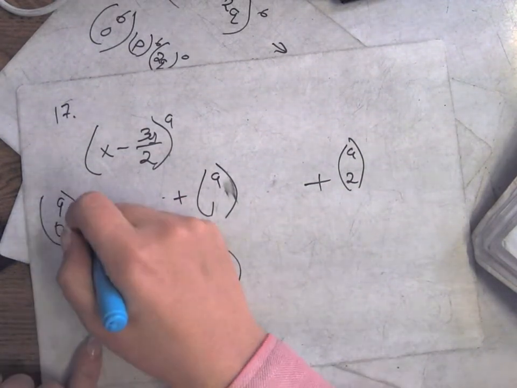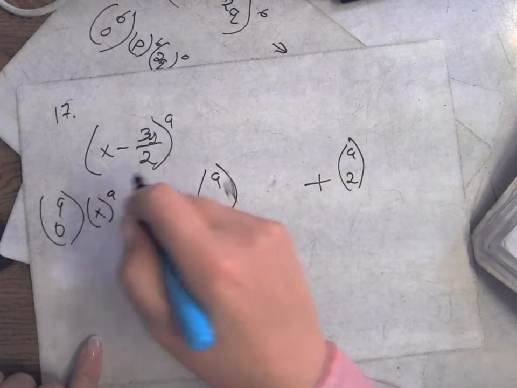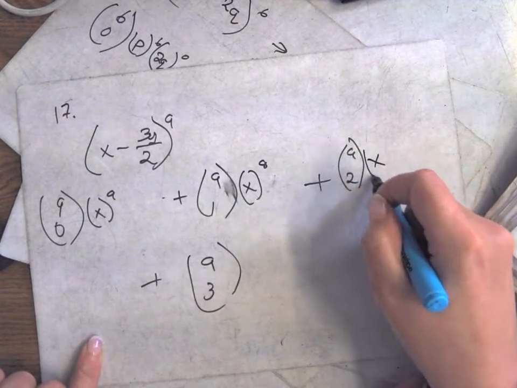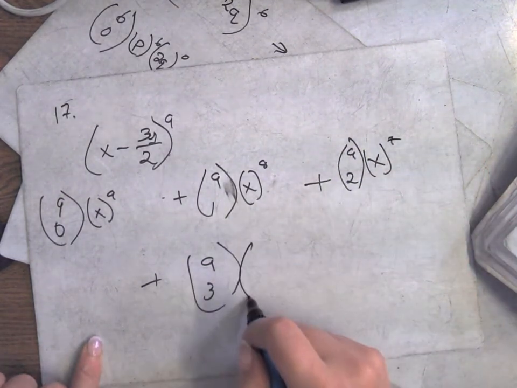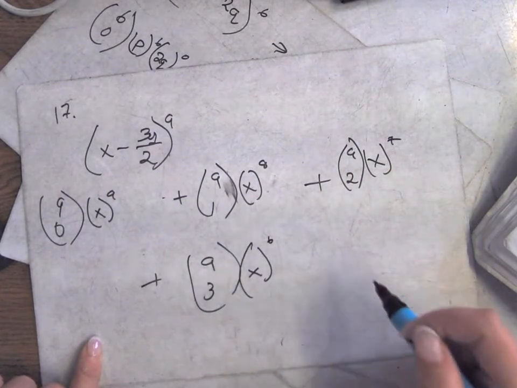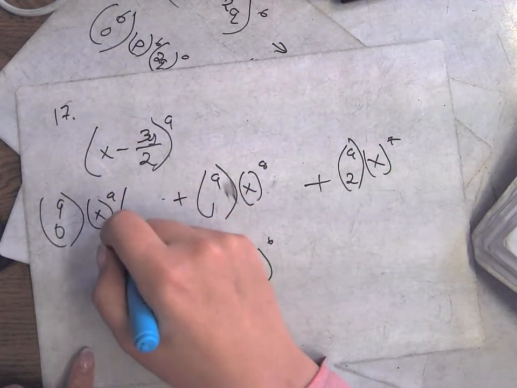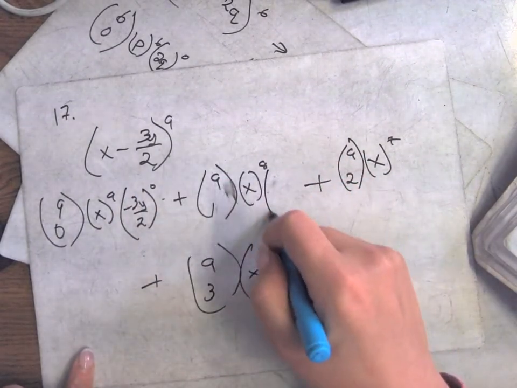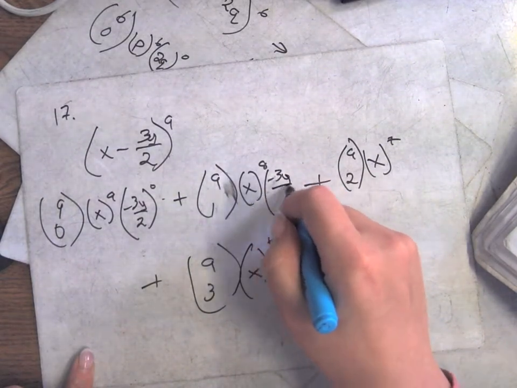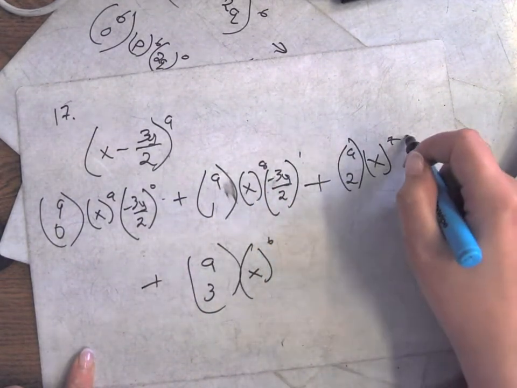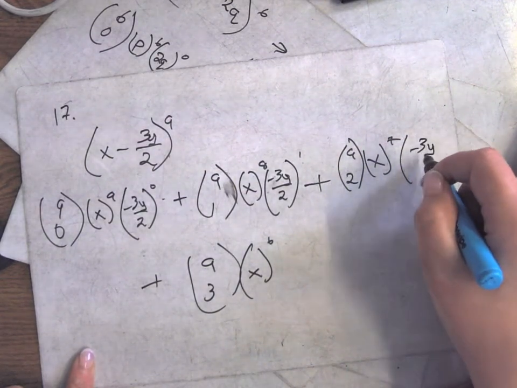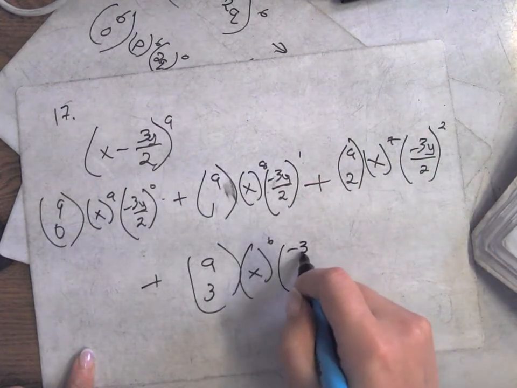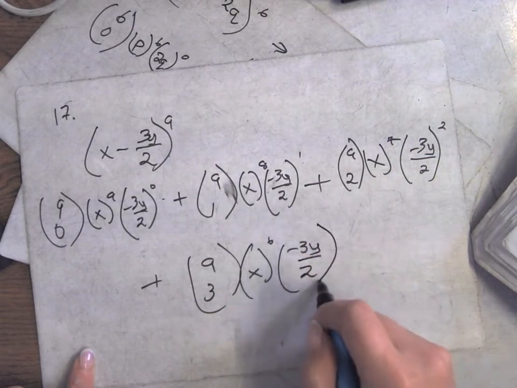Is that okay? Then it's the first term to the power of 9. You don't even have to write these in, you can just say them in your head if you want. First term to the power of 8, first term to the power of 7, then the first term to the power of 6. Is that okay? Now, the next term is minus 3y over 2. So it's minus 3y over 2 to the power of 0, to the power of 1, to the power of 2, and then minus 3y over 2 to the power of 3.